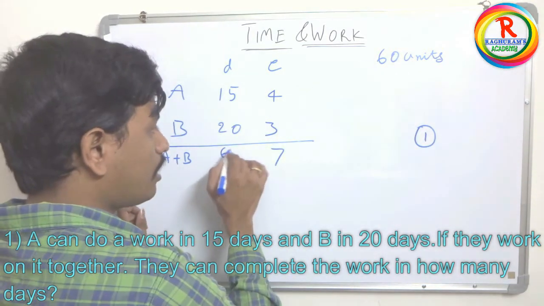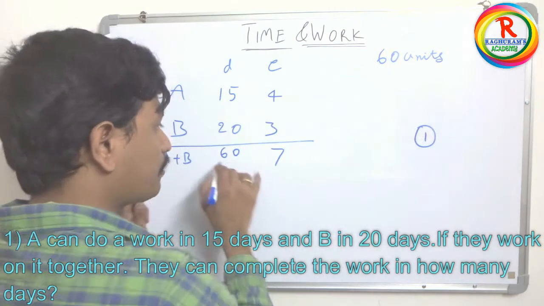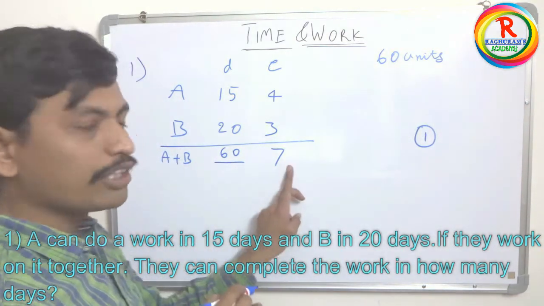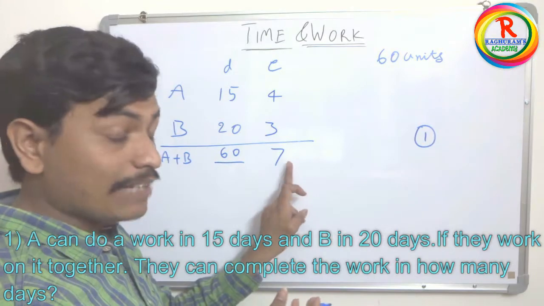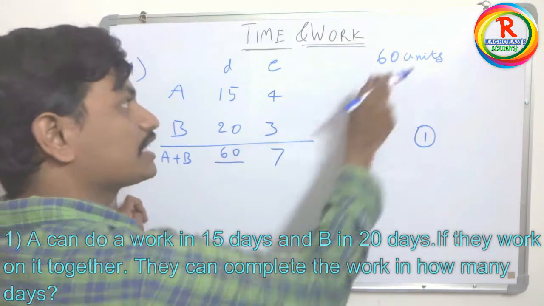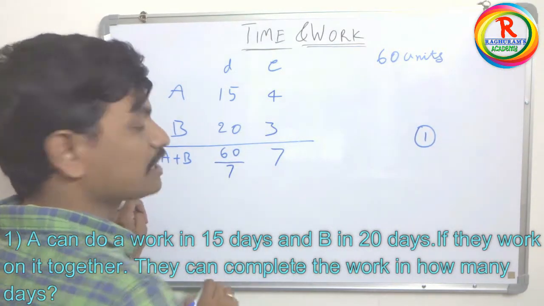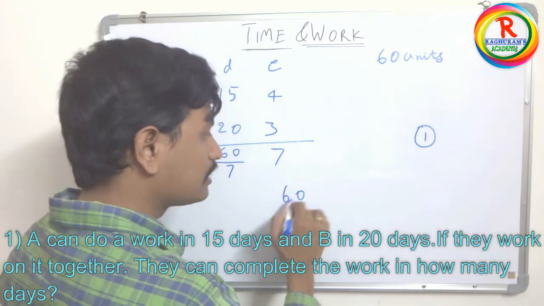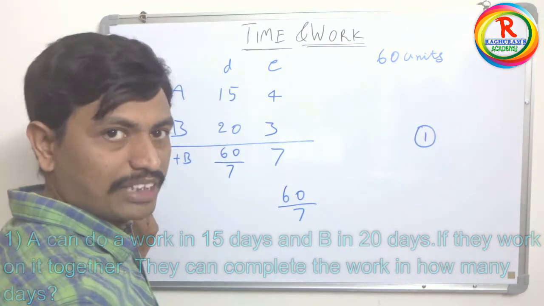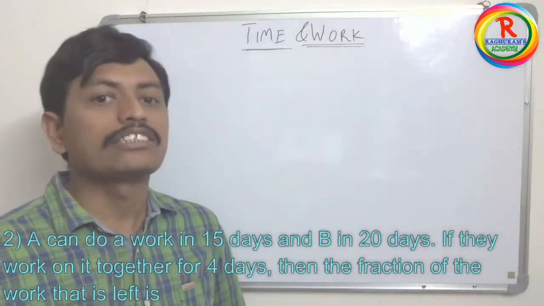Always do like this: the 60 total units divided by how much they together complete. 7 units in one day. So 60 units can be completed in 60 by 7. So the answer is 60 by 7. Let us take the next problem.